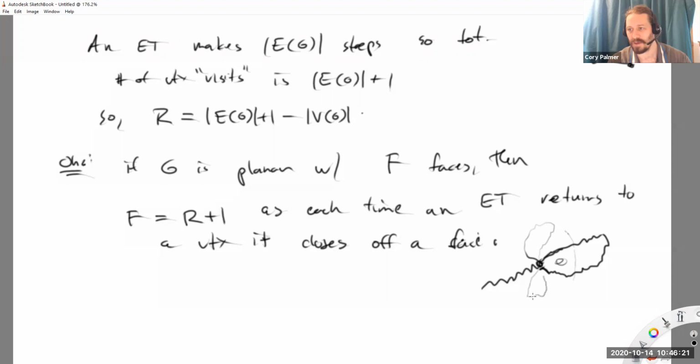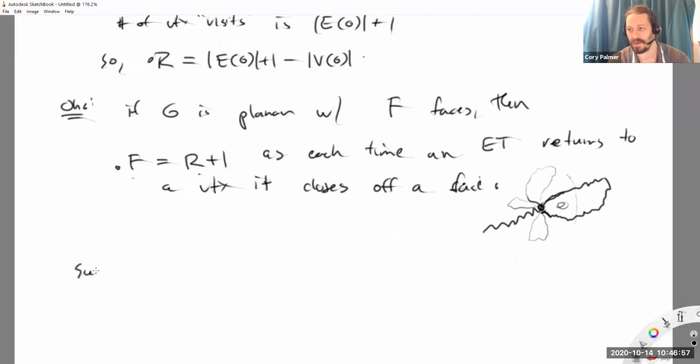Each return closes off a face. Okay? Plus one, the outer face. The outer face is not closed up by this procedure. That's left over at the end. So the number of faces is somehow related to the number of returns here. Okay, so we have two formulas for R, and notice that they relate the number of edges, the number of vertices, and the number of faces in some fashion, but we can't use this theorem directly because this only works if our planar graph has an Euler tour. What if I give you a planar graph that doesn't have an Euler tour? Then I can't talk about returns, so I can't use this, okay?